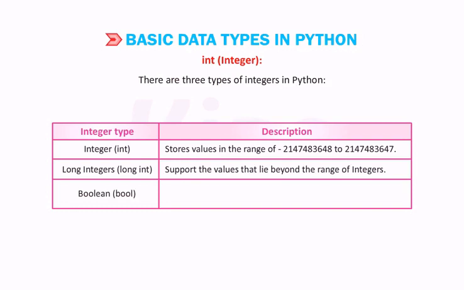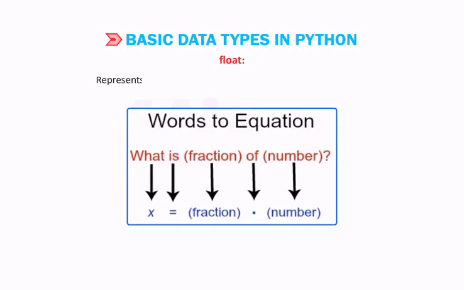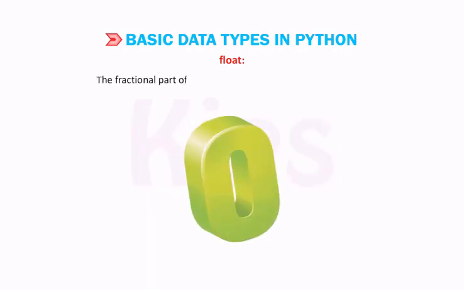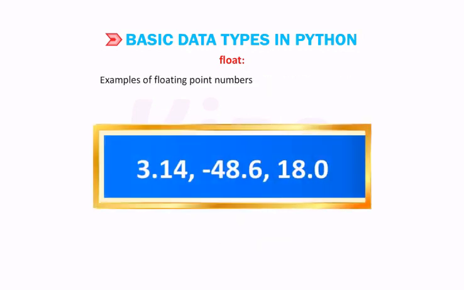Boolean, bool. It represents logical values in the form of true and false. In Boolean, 0 represents false and 1 represents true. Float represents floating point values, numbers with a fractional part. The fractional part of a floating point number may be 0 as well. Examples of floating point numbers are 3.14, -48.8, 18.0, etc.